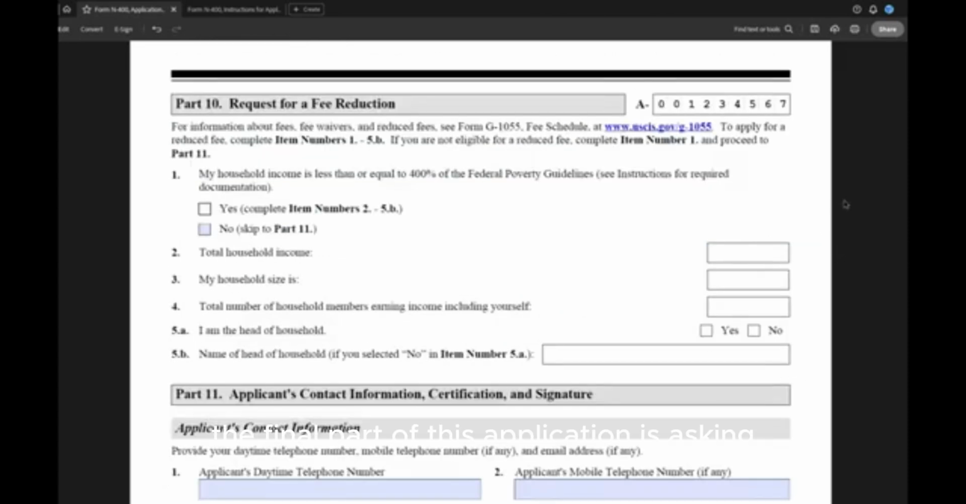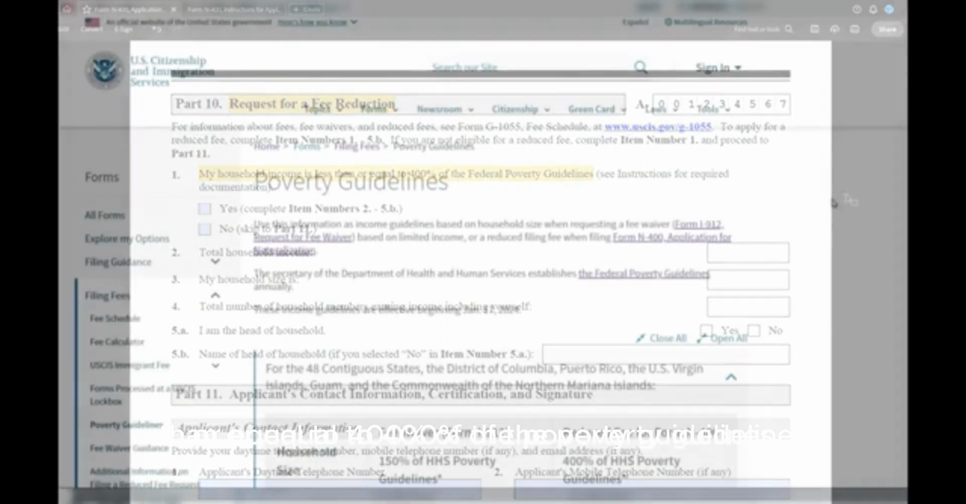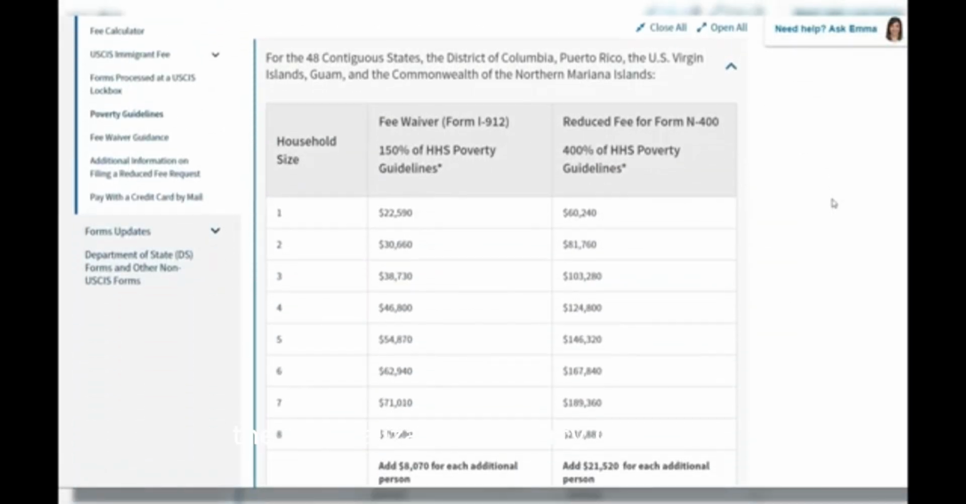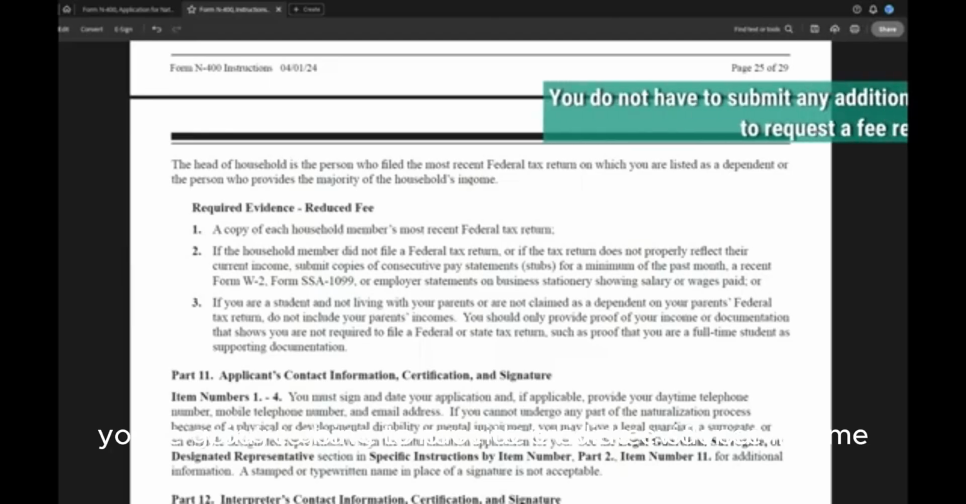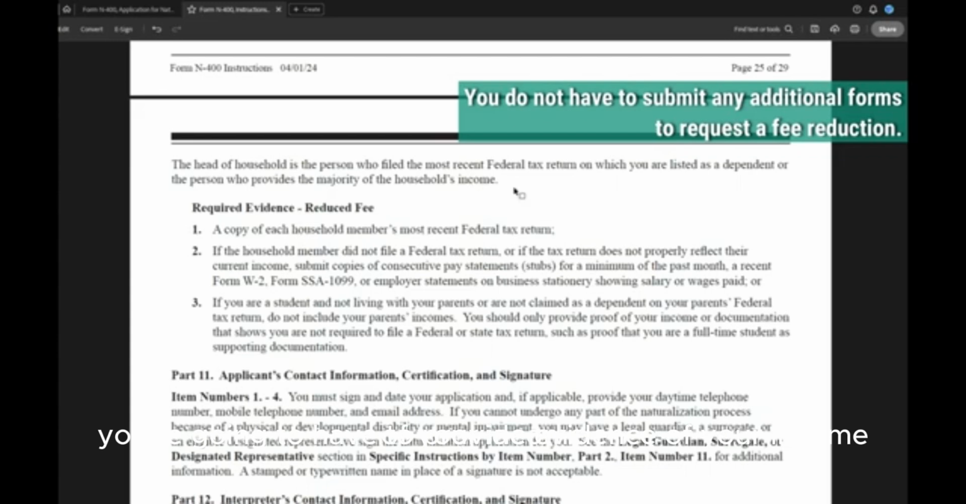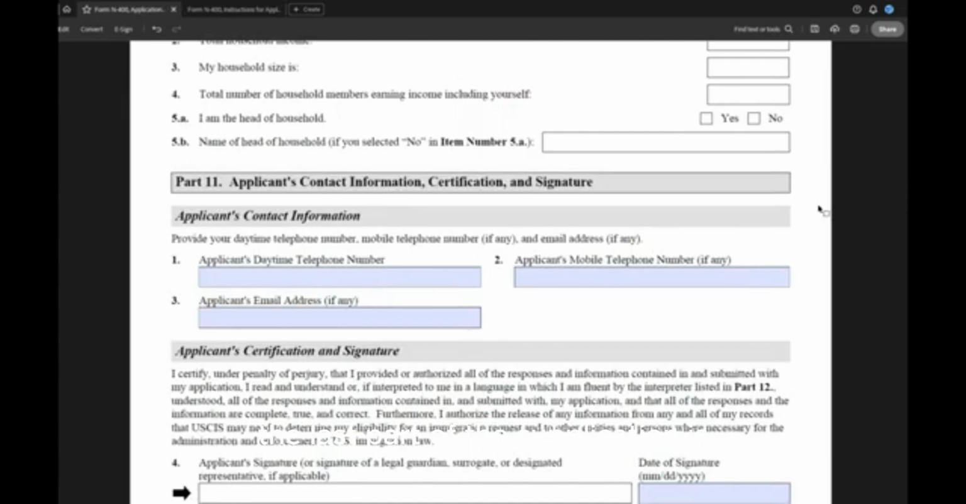The final part of this application is asking if you request a fee reduction. This is something that is only eligible to those of you whose income of the entire household is less than or equal to 400% of the poverty guidelines. The naturalization poverty guidelines can be found on the USCIS website. And in that case, you're going to have to provide evidence of your income based on the most recent federal tax returns. The last part of this application is your contact information, certification, and signature.